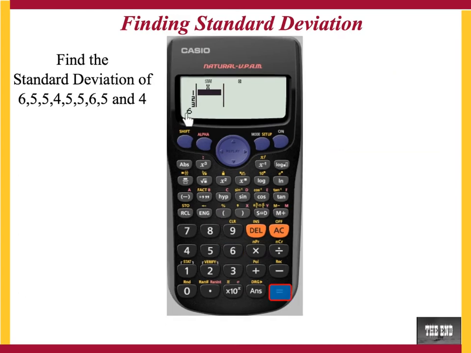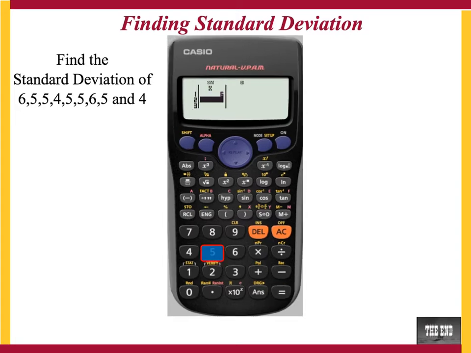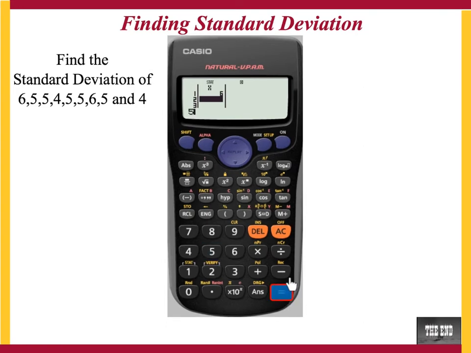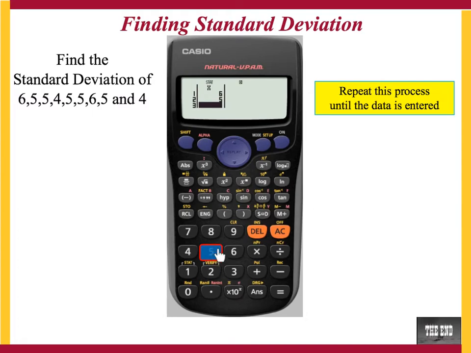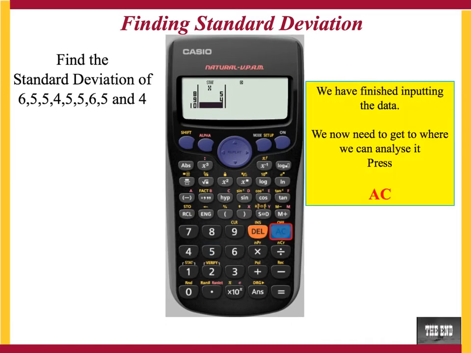So I've inputted 6. Next I'm pressing equals. Next I'm pressing 5 because that's the next number on my list. And I press equals again. Then I press 5 because that's the next number on my list. I'm going to press equals again, and so on. I repeat this process until the data is entered. So I continued on until I had inputted 4, so that was the last number on my list, that was the 9th value.